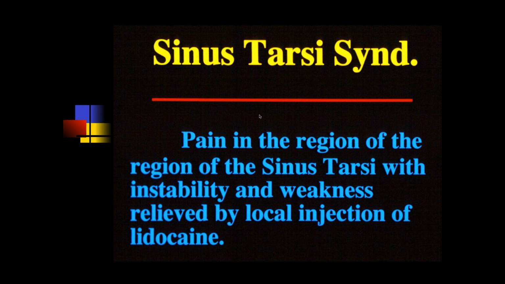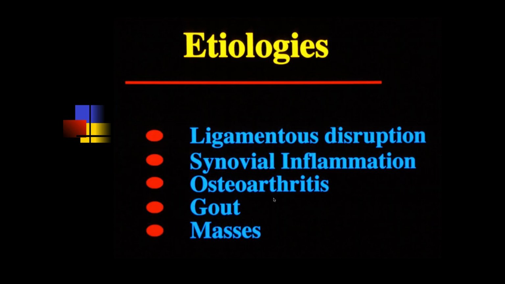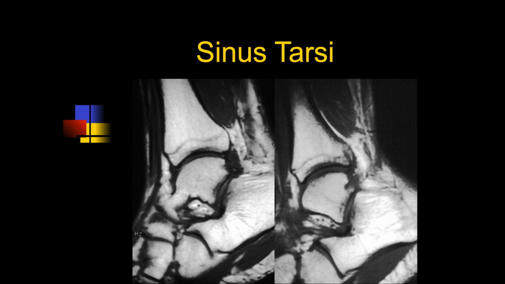And in this area, you get sinus tarsi syndrome, which is defined as pain in the region of the sinus tarsi with instability and weakness, relieved by local injection of lidocaine in the old days. The etiologies are primarily ligament disruption, and the most common cause of that are inversion injuries of the ankle. You can get also disease in here from rheumatoid arthritis, osteoarthritis, gout, and rarely you can have masses in this area, though that I haven't seen. Almost always it's going to be from prior inversion injury.